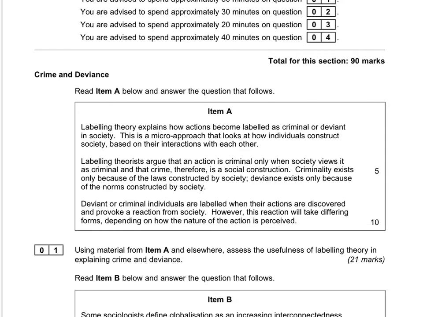The second paragraph is really interesting. Labelling theorists argue that an action is criminal only when society views it as criminal, and that crime, therefore, is a social construction. I would be highlighting words like social construction. Criminality exists only because of the laws constructed by society. I might highlight that bit about laws constructed by society. And deviance exists only because of the norms constructed by society. You might highlight norms there as well.